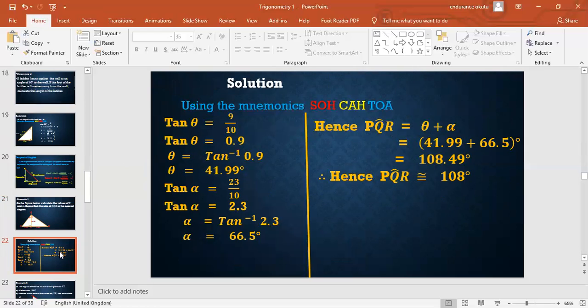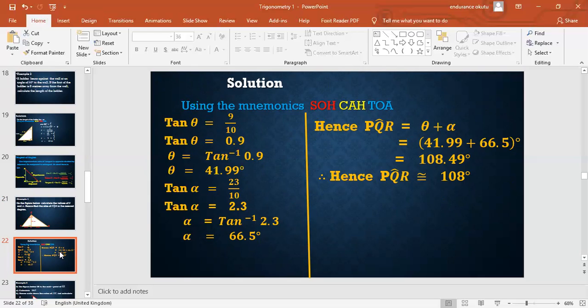Question number 1. Solution. Using the mnemonic SOHCAHTOA. Please always recall it, SOHCAHTOA. When you can recall SOHCAHTOA, it helps you to solve any question relating to trigonometry ratio. Now, class, we are going to apply it.